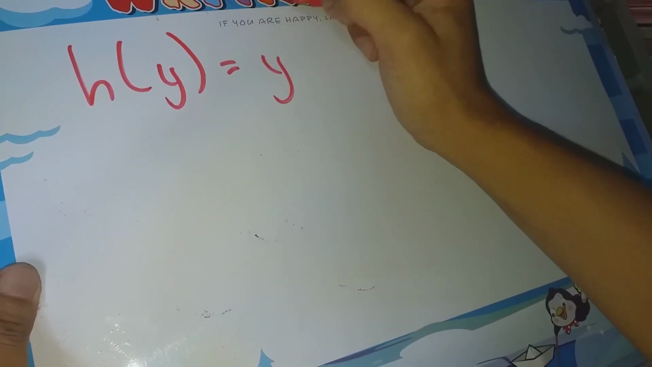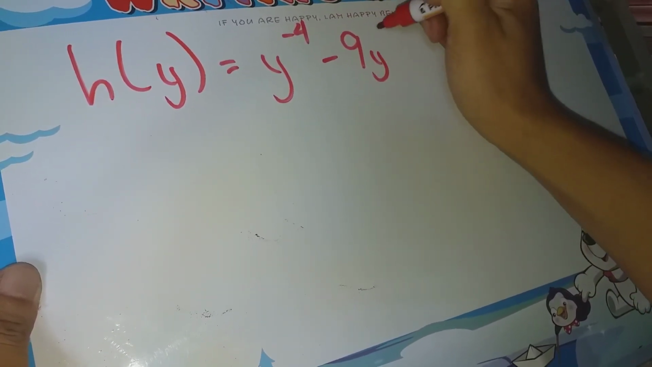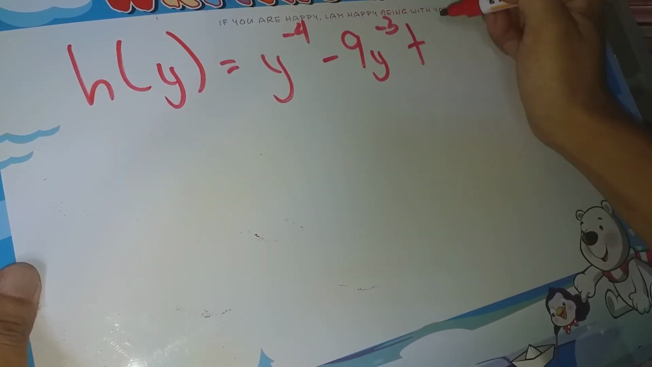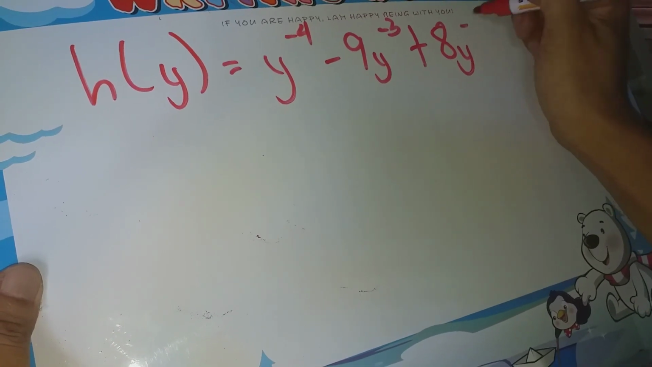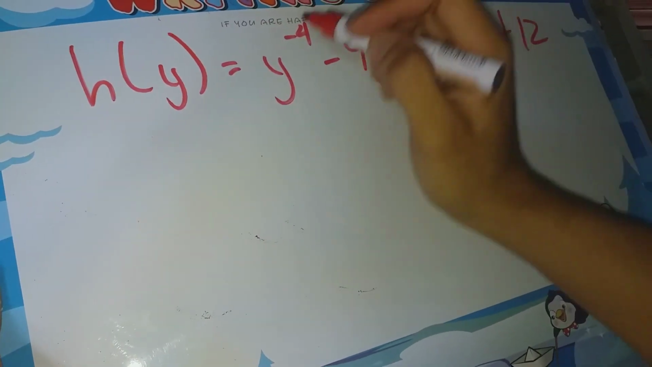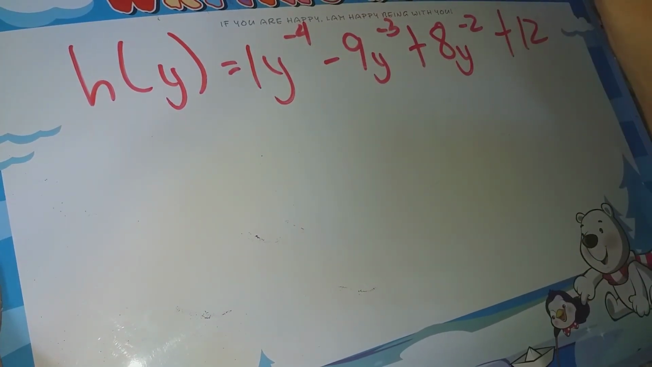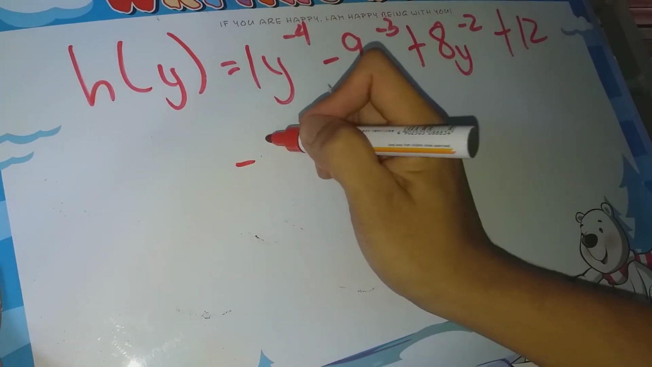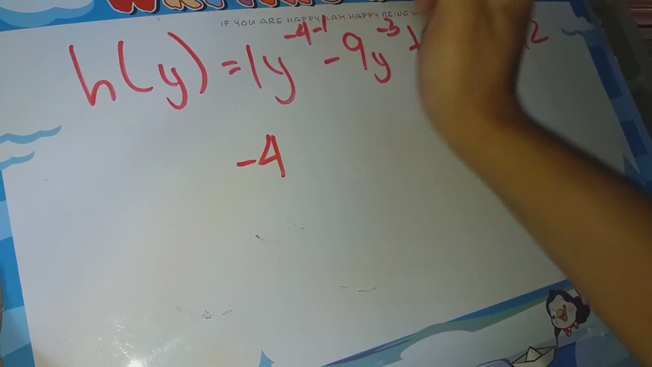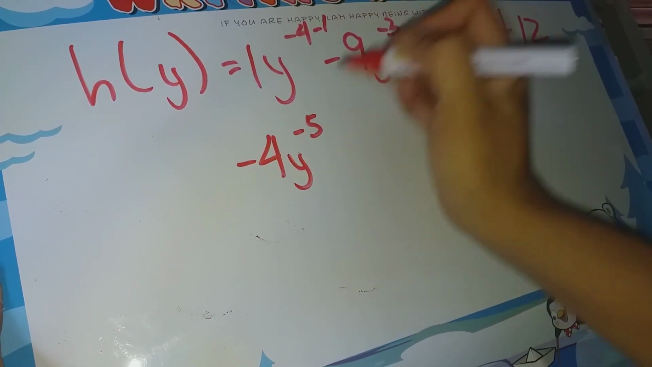The problem number 4 is h of y is equal to y raised to negative 4 minus 9y negative cube plus 8y negative squared and plus 12. Again, if there is no numerical coefficient, automatically there is an imaginary 1 there. So 1 multiplied by negative 4 is negative 4. And then subtract 1 from the exponent. Negative 4 minus 1 is y raised to negative 5.